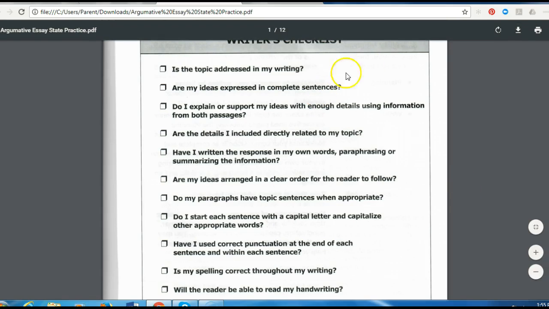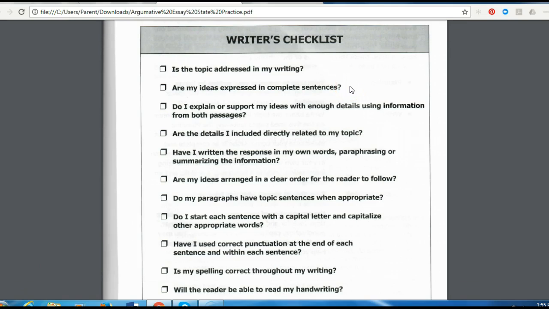For your checklist, what you need to keep in mind is the topic addressed in my writing. Are my ideas expressed in complete sentences? Remember, with that, grammar is going to count. Capital letters, periods. Use your grammar check if it's available on there. Double check to make sure you're not making very small, silly mistakes by forgetting punctuation and forgetting capital letters.